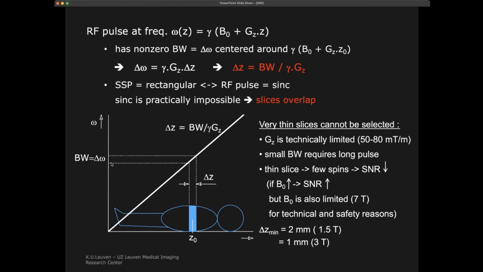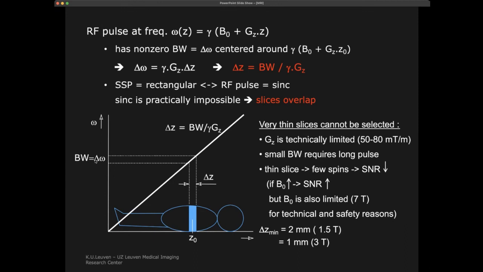So what is the frequency content? What are the different frequencies that we have in our radio frequency pulse? And the steepness of the gradient locally. The faster the magnetic field is locally changing, with a certain bandwidth, we will see that we can have a thinner or thicker slice.